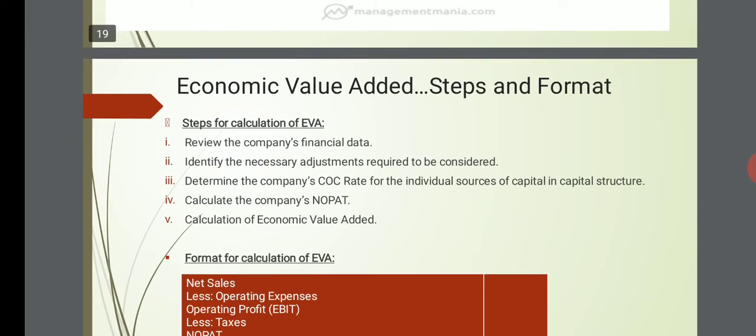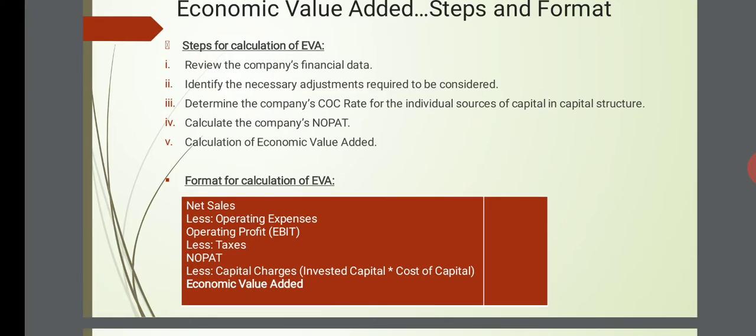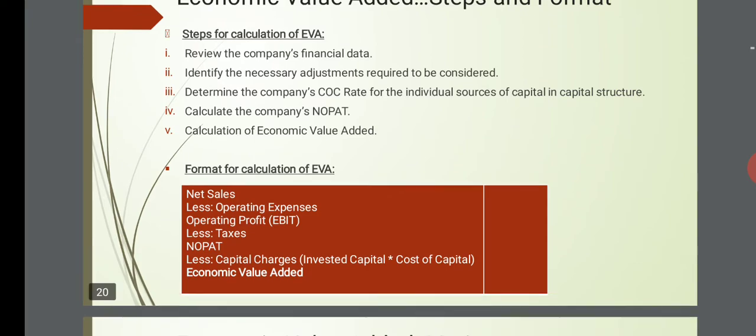Now, economic value added steps and formats. Steps for calculation of EVA: review the company's financial data, identify the necessary adjustments required to be considered, if any, and determine the company's cost of capital rate for the individual sources of capital in the capital structure. So you have to calculate weighted average cost of capital for the firm, calculate the company's net operating profit after tax, and then calculate economic value added.